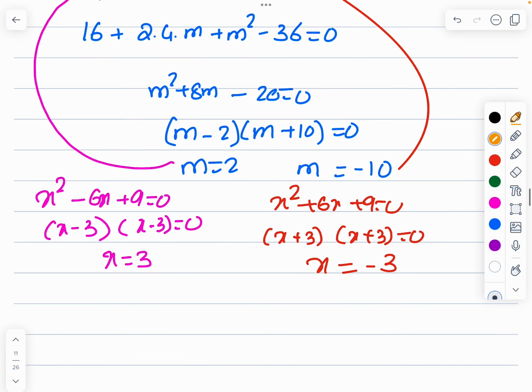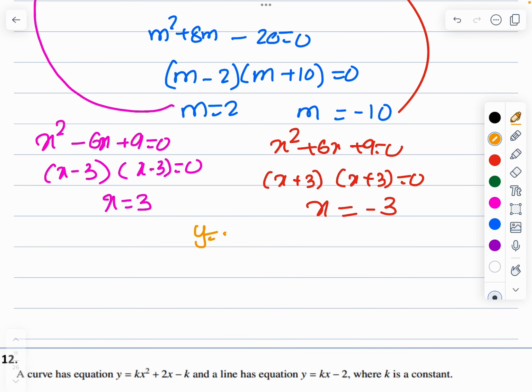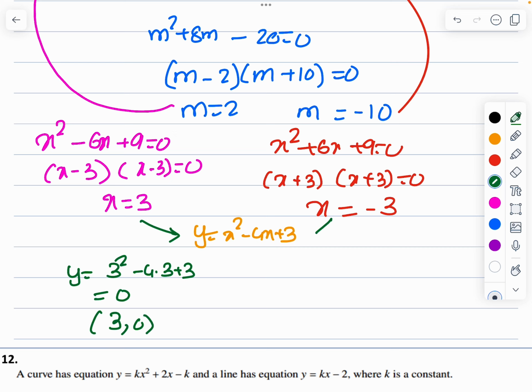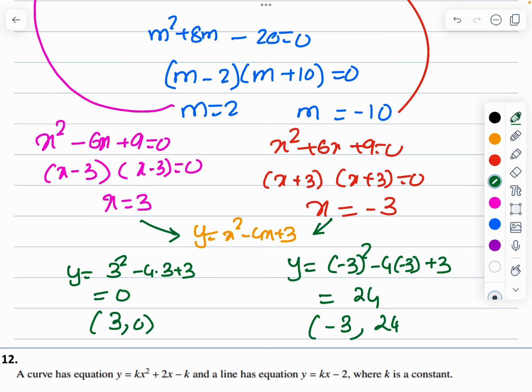So in either case, y equals x square minus 4x plus 3. When I plug in the x value over here, I get y equals 3 square minus 4 times 3 plus 3, which is 0. So the point is 3 comma 0. When I plug in x equals minus 3 over here, minus 3 whole square minus 4 times minus 3 plus 3, I should get 24. So the point is negative 3 comma 24.